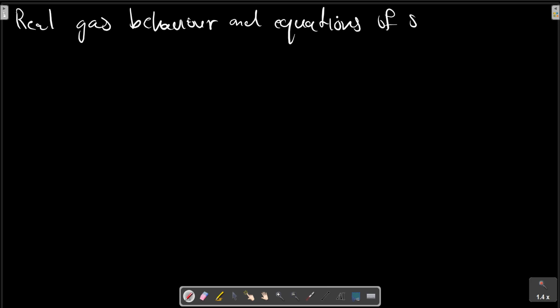Real gas behavior and equations of state. In sections 3.6 and 3.7, we examine PVT behavior of gases and we define the compressibility factor.